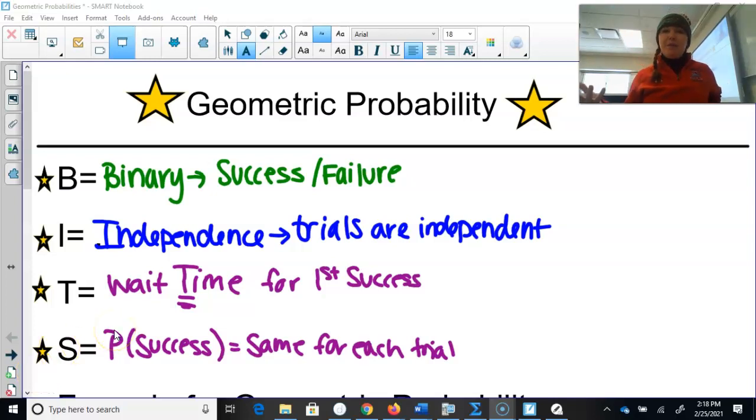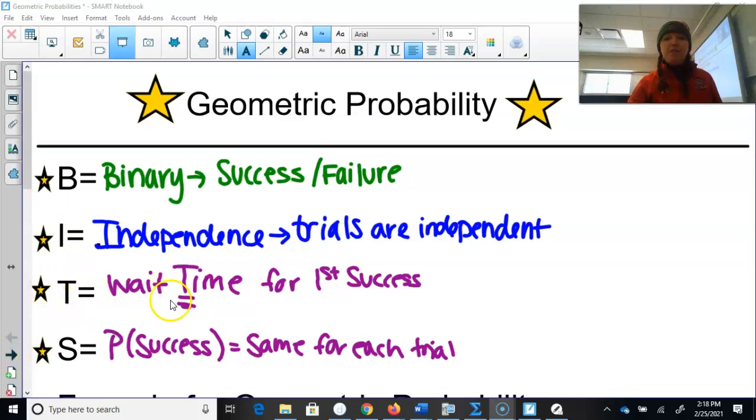Okay, ladies and gentlemen, today we're going to learn about geometric probability, and it's very similar to binomial probability. And if you understood the notes on the calculator for the binom, geometric should go relatively easy. The only difference between a geometric probability is in our acronym, instead of BINS, we use BITS.